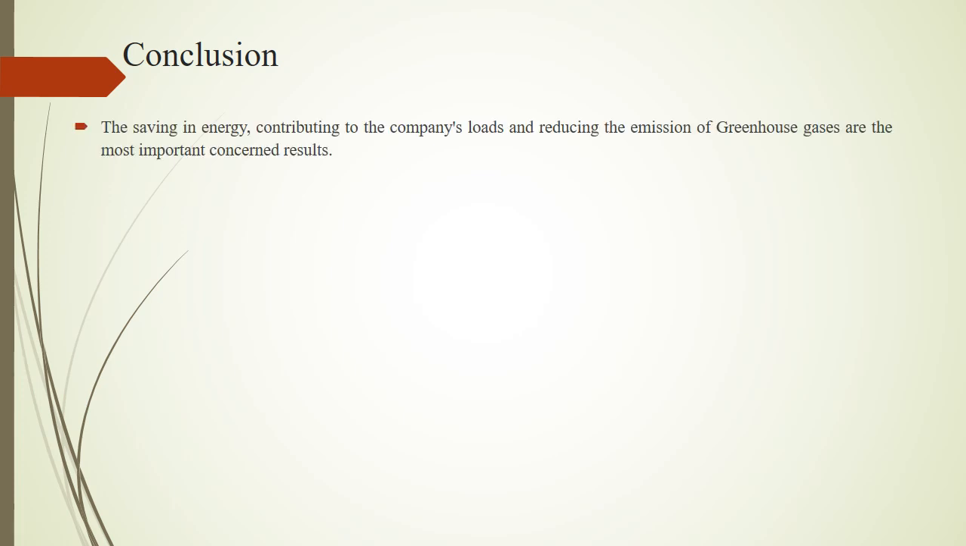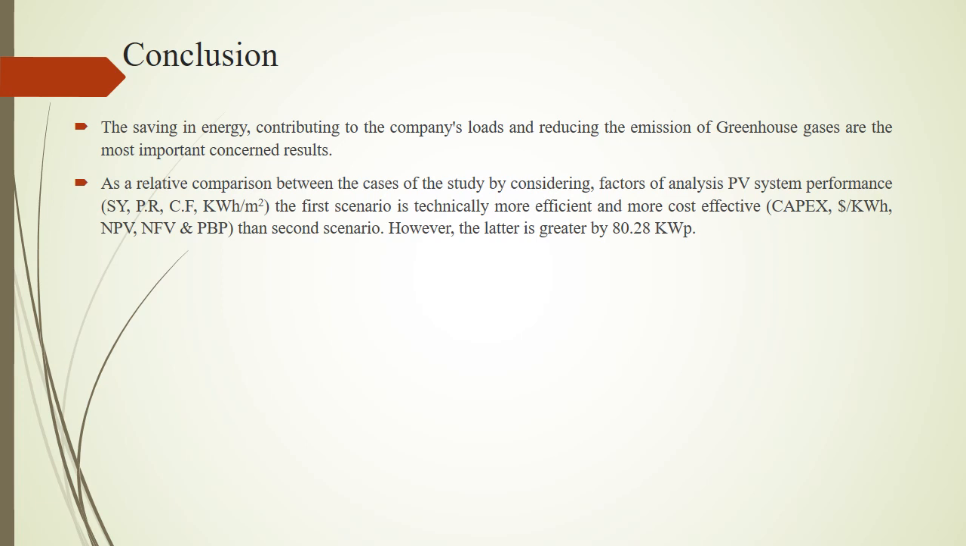Conclusion. Saving in energy contributed to the company's load and reducing the emission of greenhouse gases are the most important results, as a comparison between the cases of the study, considering factors of PV system performance analysis: specific energy yield, performance ratio, capacity factor, and energy produced per square meter of PV generator. The first scenario is technically more efficient and more cost effective than the second scenario. However, the latter is greater than the first scenario by more than 80 kilowatt peak.